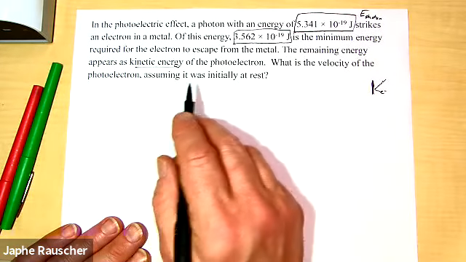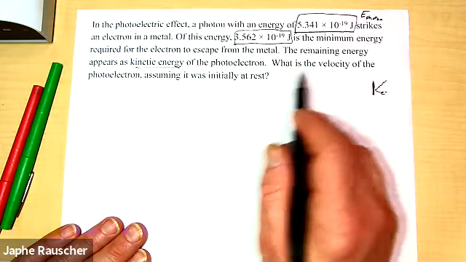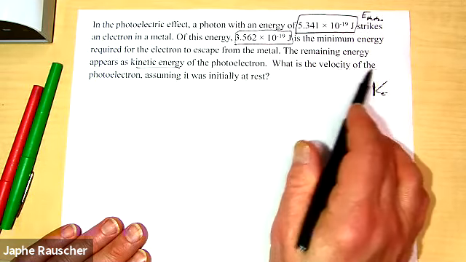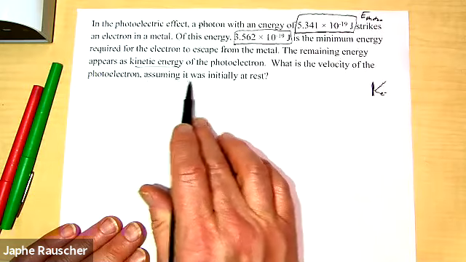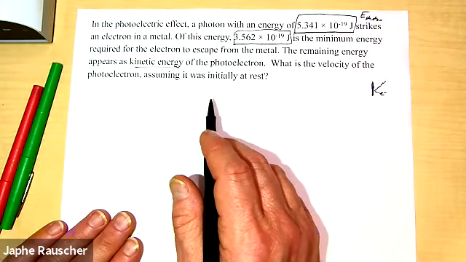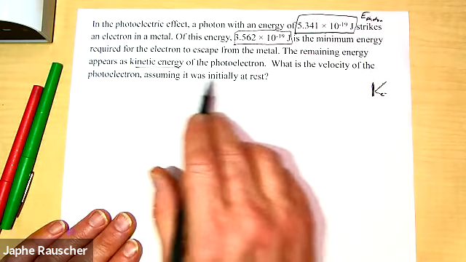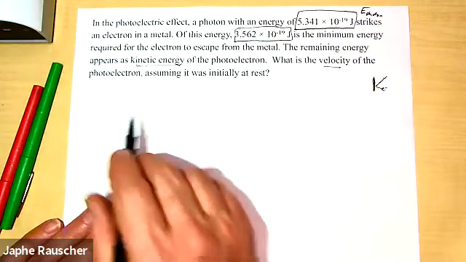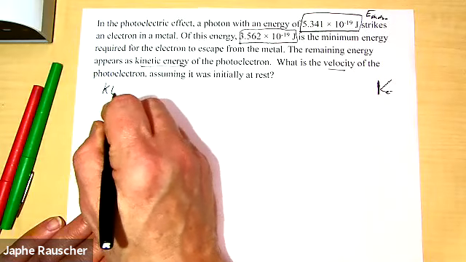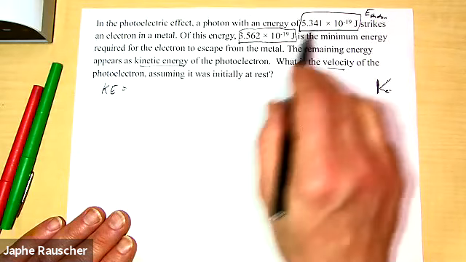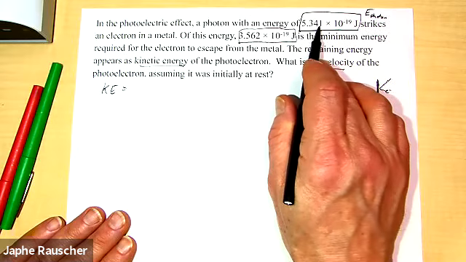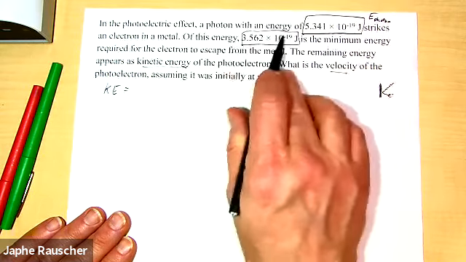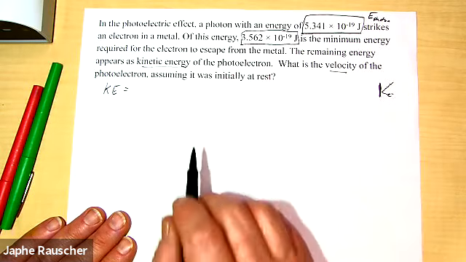So what are we looking for here? Well, let's just read the last part of the question. What is the velocity of the photoelectron, assuming it was initially at rest? If we're trying to find the velocity, that's going to have something to do with the kinetic energy. So let's find the kinetic energy. Kinetic energy is going to be equal to the initial amount of energy, 5.341 times 10 to the negative 19 joules, minus the energy it took to knock it off of the piece of metal.